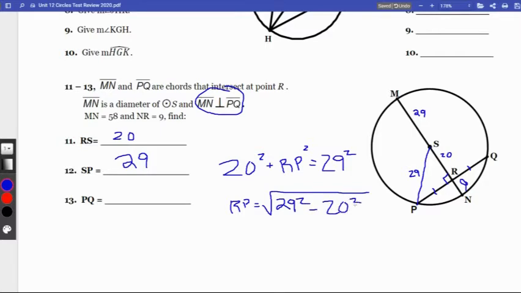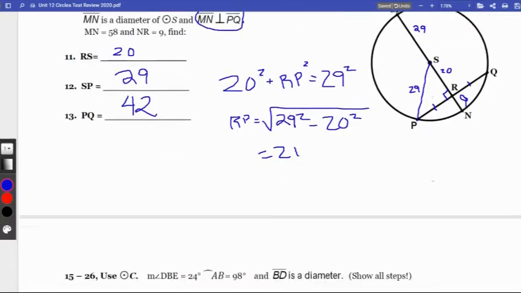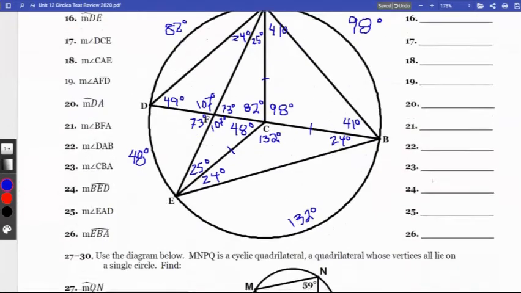And so I'll go ahead and do that on my calculator. And I get the square root of 441, which is 21. Then if PR is 21, then P all the way to Q must be double that. It must be 42. So we've seen a lot of different problems like this in this chapter, some going in one direction. This one's going a little bit in opposite direction.